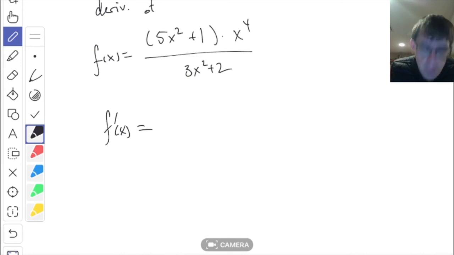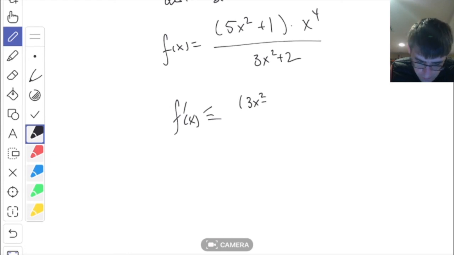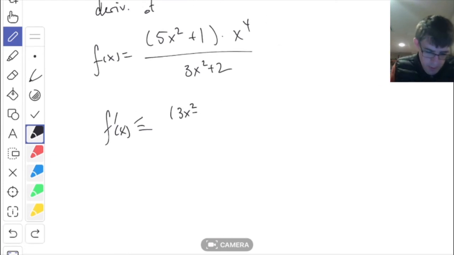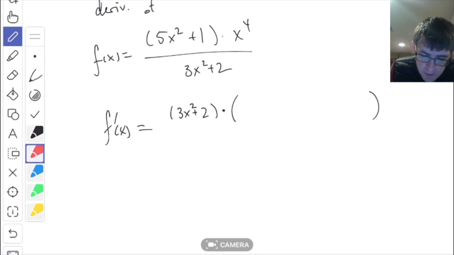So I begin with the bottom, which is 3x squared plus 2. Oh, something weird is going on with my screen here, sorry. 3x squared plus 2. All right, that's the bottom, which is how the quotient rule begins. And then I go times the derivative of the top. And here, I have to do the product rule. It's going to be kind of a big thing, but this is the derivative of the top.